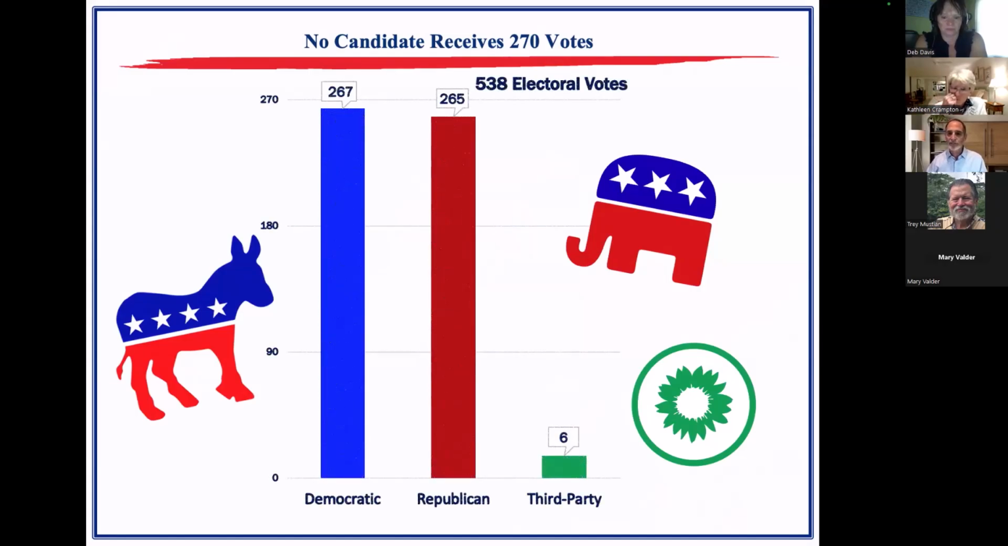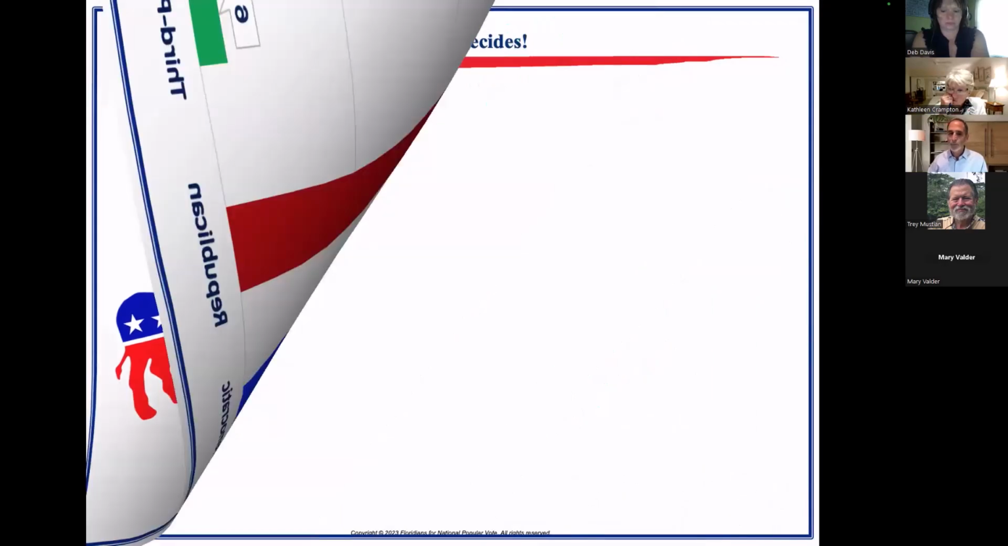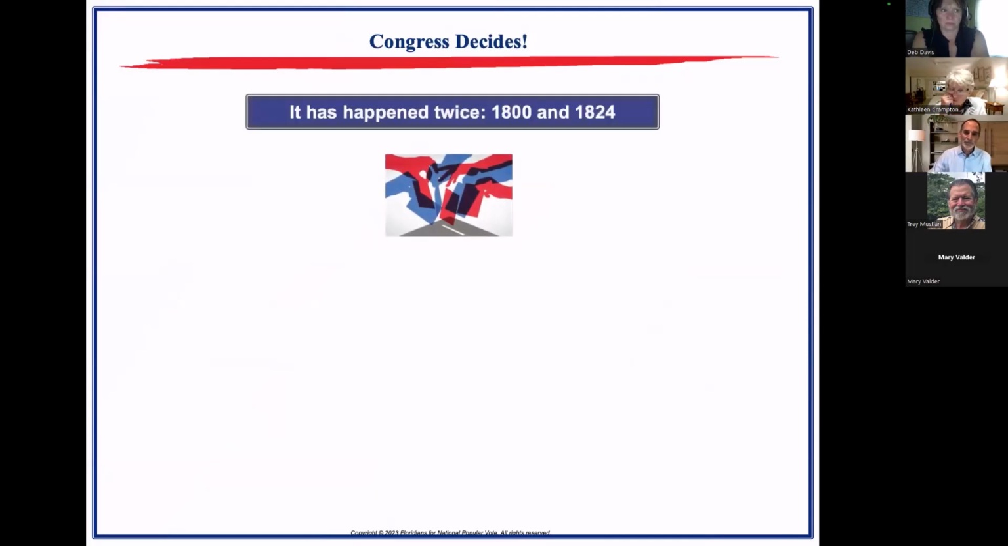And in the election, the Democrat wins 267 votes. The Republican wins 265 votes, and the third-party candidate wins 2 very little states, 6 votes. And as a result, there are 538 electoral votes cast, but nobody gets 270. So what happens? Well, first of all, you should know that it has happened twice, in 1800 and 1824, and it's almost happened a few other times.